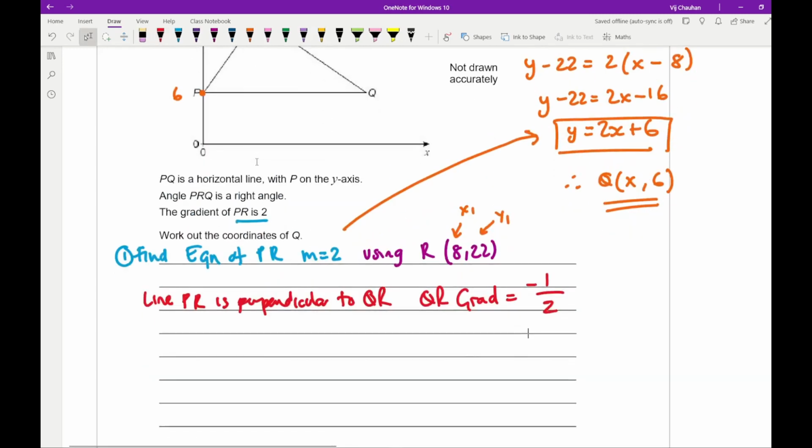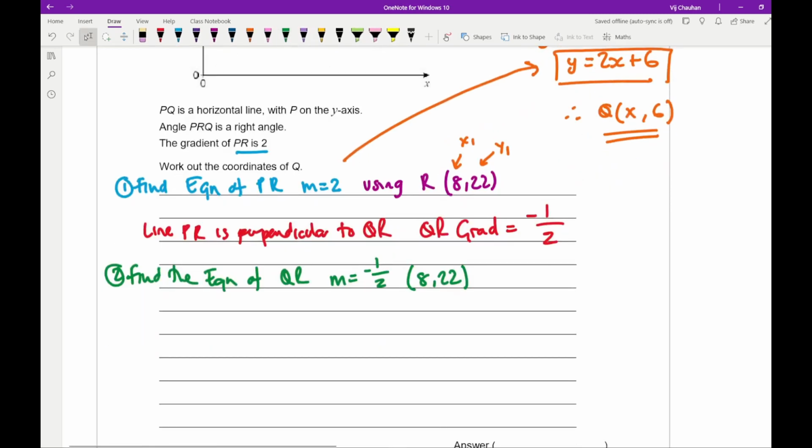Now I know a coordinate on QR, so the next thing left to do is find the equation of QR. Now we know that m is going to be minus a half, and I know that R is (8, 22). So I can then find the equation of this line. Again, using the same formula, I've got y minus 22 equals minus a half (x minus 8). Expanding the brackets, I end up with y minus 22 equals minus a half x plus 4. Taking the 22 over the other side, I get y equals minus a half x plus 26.